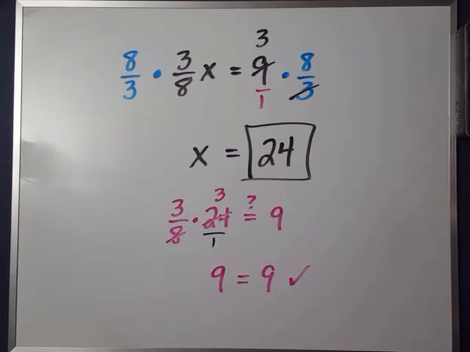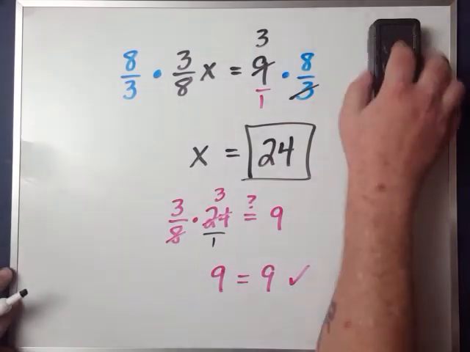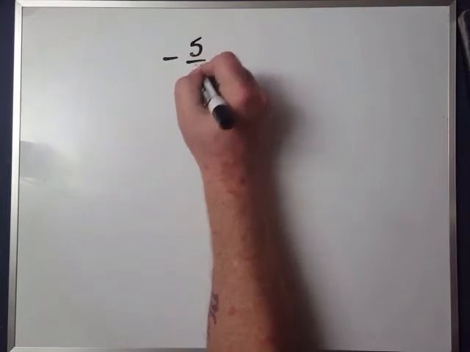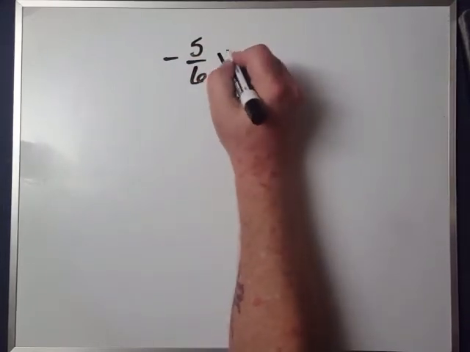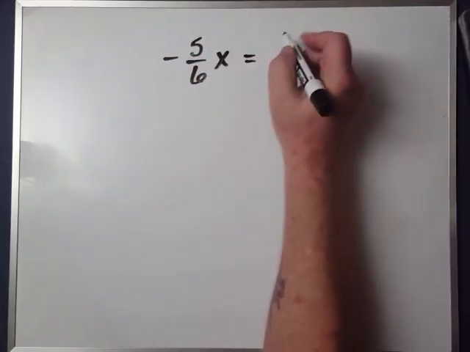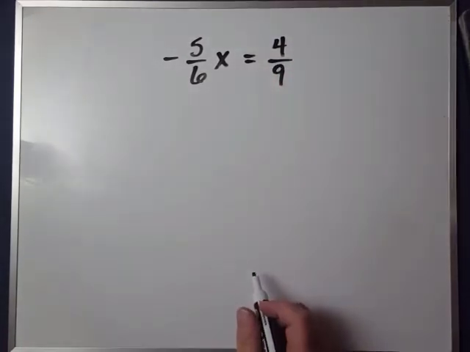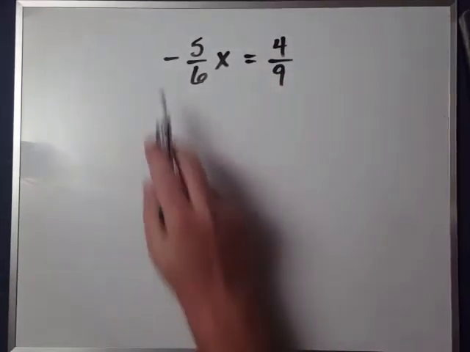I want you to try one now. Let's have a go at number 60. Once we get it written down, go ahead and pause the video. Try this on your own. And when we come back, we'll compare answers. I will say this: watch your signs.